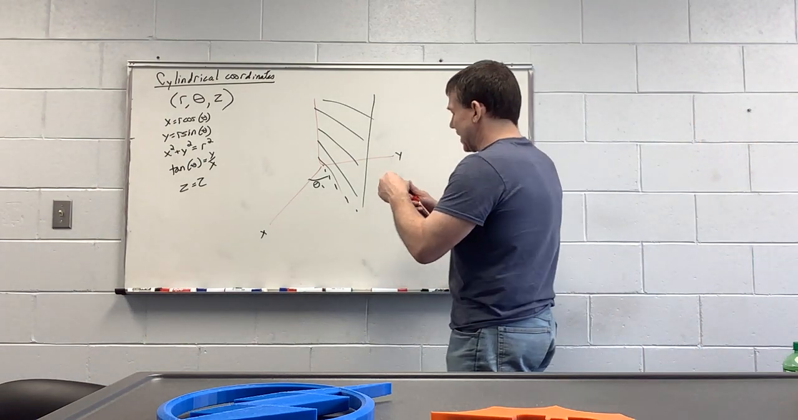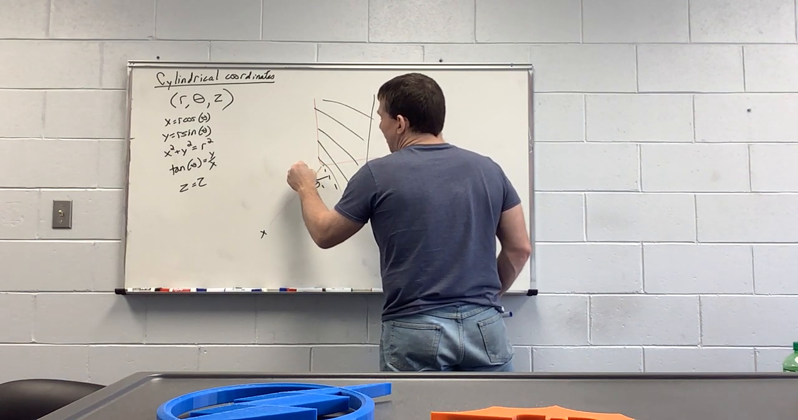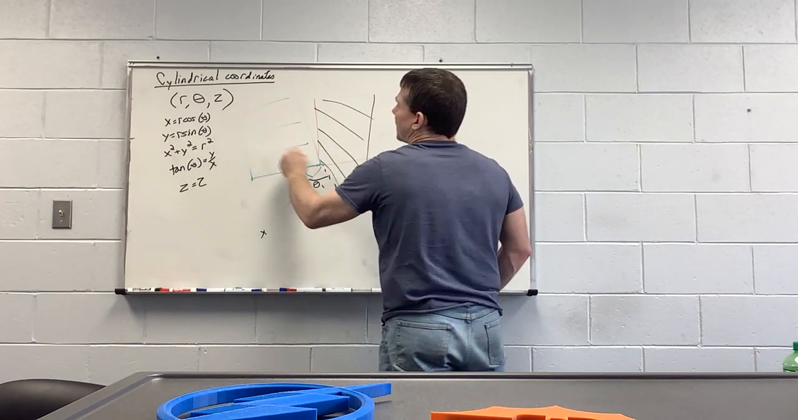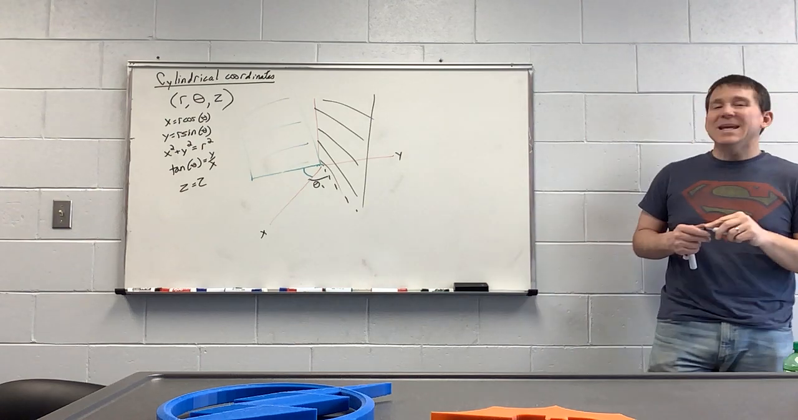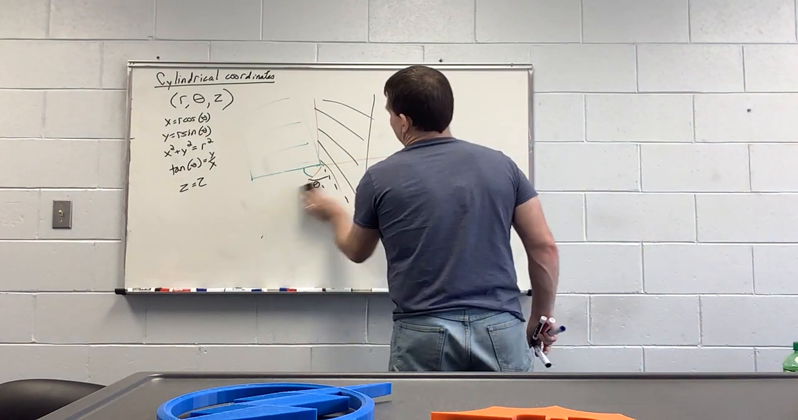If I picked a different theta, I'll change colors. Maybe my new theta will go backwards just so it doesn't overlap. And that's my new theta. Then I get this plane right here. So different thetas give me different planes perpendicular to the xy plane.